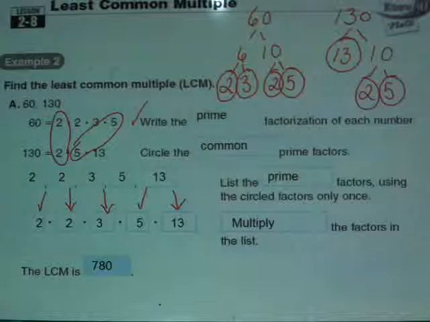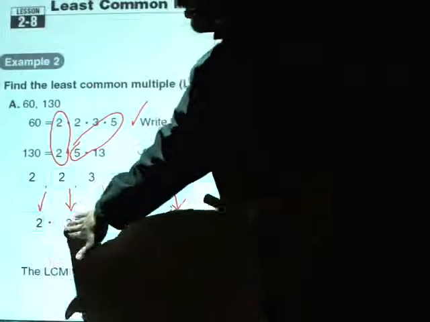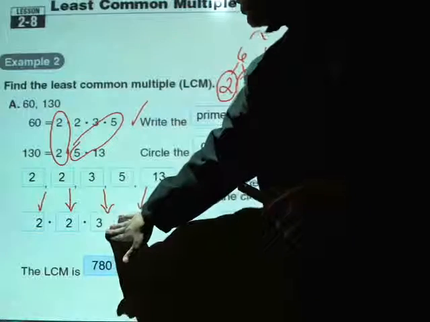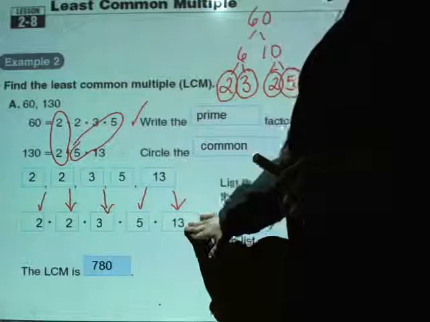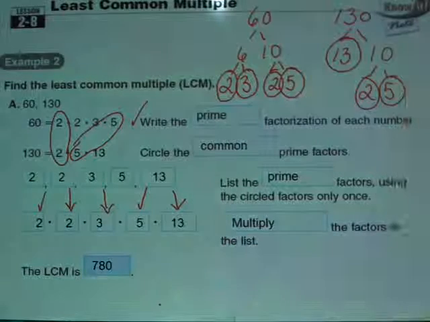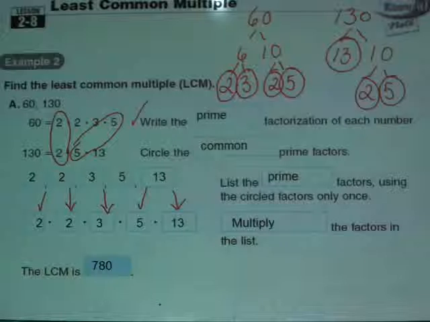So I start multiplying here, and I've got 2 times 2, which is 4, times 3, which is 12, times 5, which is 60, and 60 times 13 is 780. And that's your least common multiple. So the least common multiple of 60 and 130 is 780.